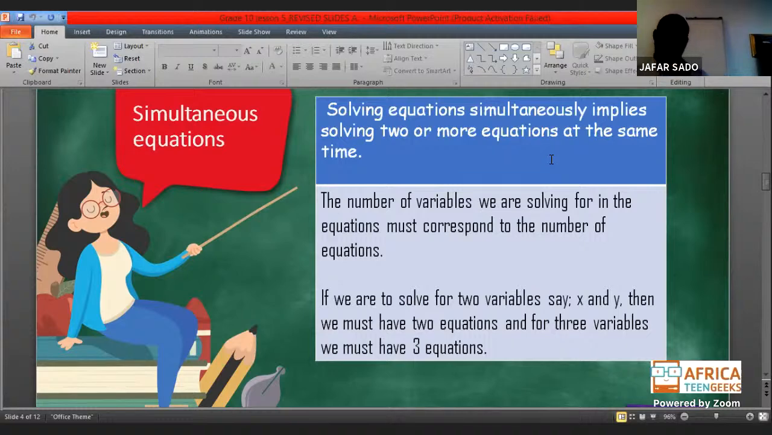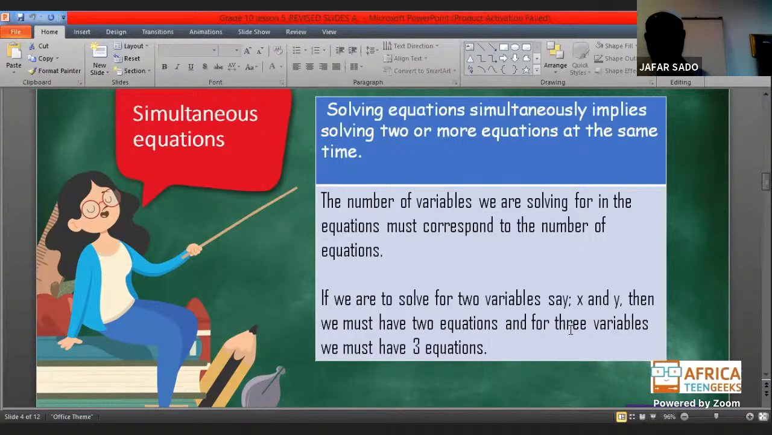Before now, we have been familiar with equations with only one variable, whereby we need to find the value of x, or the value of y, or whatever it is. But in this case, we'll have two equations and two variables, and we will be expected to solve for the two variables at the same time. The number of variables we are solving for must correspond to the number of equations. So if we have to solve for two variables, for example x and y, then we must have two equations.